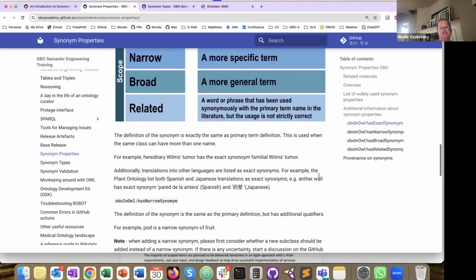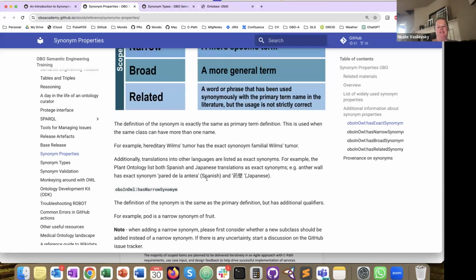The definition of an exact synonym is meant to be exactly the same as the primary definition. So this is for classes that have more than one name. For example, hereditary Wilms tumor also has the term familial Wilms tumor. In Mondo, we use the terms hereditary and familial as interchangeable exact synonyms. We also have examples of translations into other languages that are used as exact synonyms. For example, the plant ontology lists both Spanish and Japanese translations as exact synonyms. I cannot say these terms, but here is a Spanish translation and the Japanese translation of anther wall.